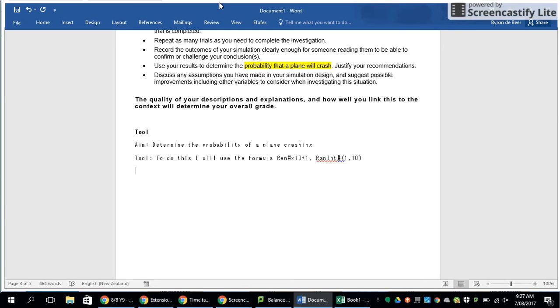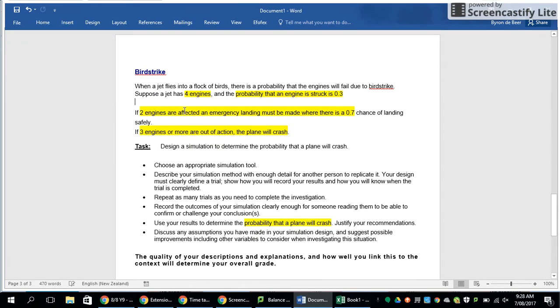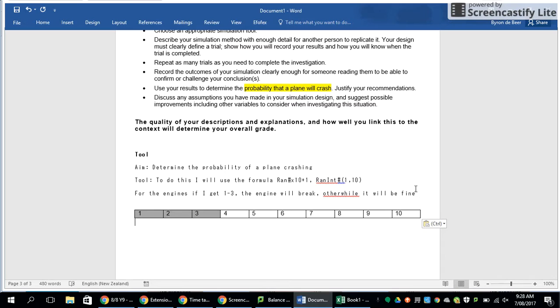And then you can say for the engines, if I get 1 to 3, the engine will break. Otherwise, it will be fine. And actually, when you're explaining it, you can put this in here because it's a really good way of demonstrating the probability.